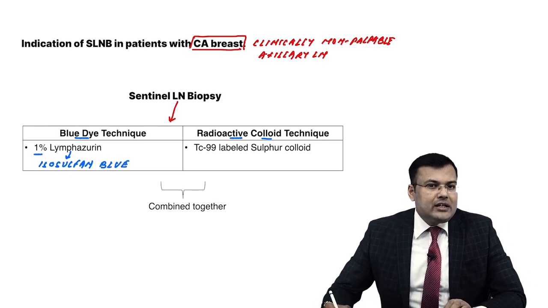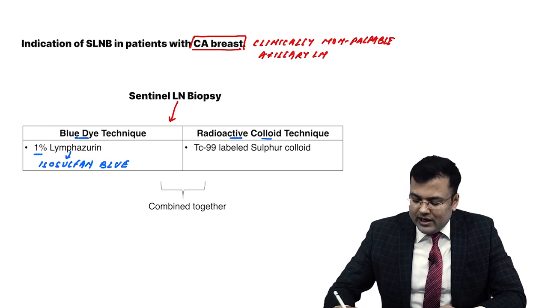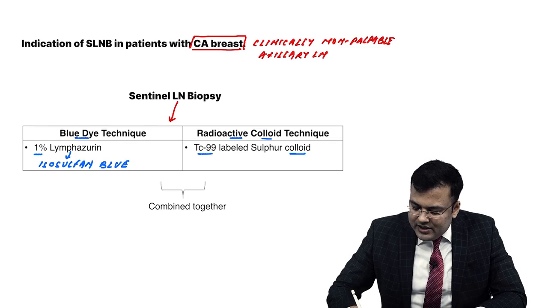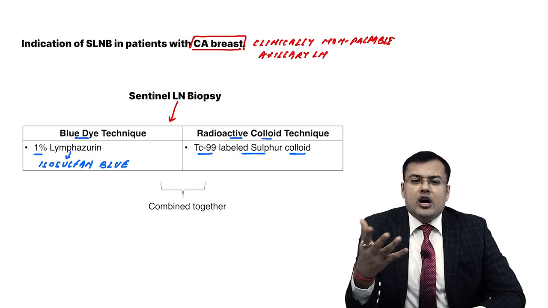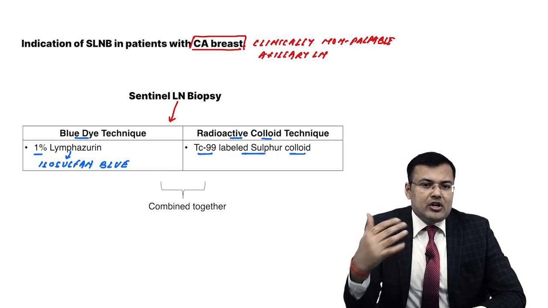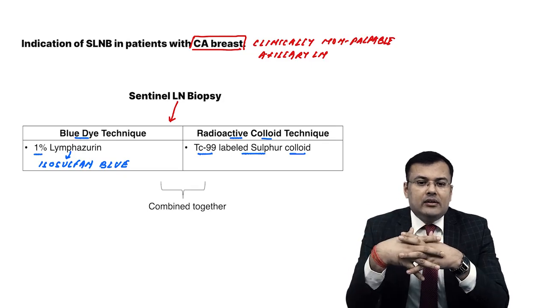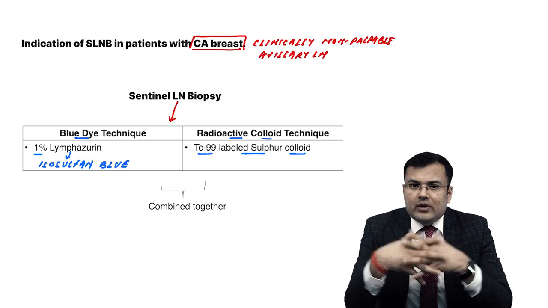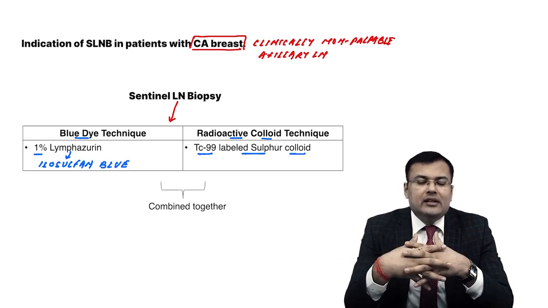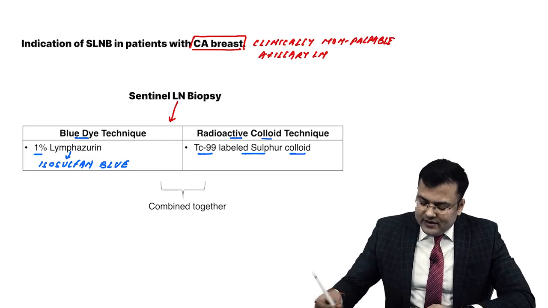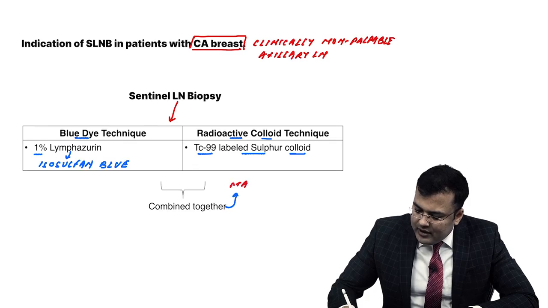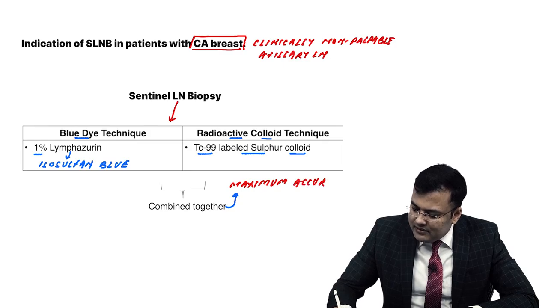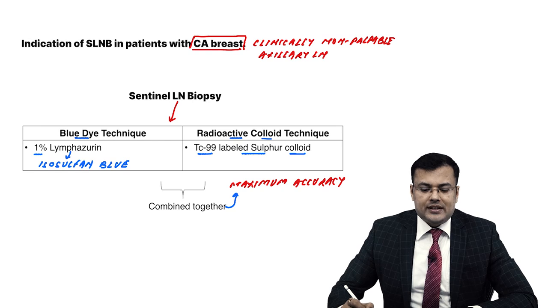And for the radioactive colloid technique, the colloid is technetium-99 labeled sulfur colloid. We can go for the blue dye technique or the radioactive colloid technique, but in majority of cases we combine them together. Both techniques are done together. Why? Because if they are combined, they have maximum accuracy.